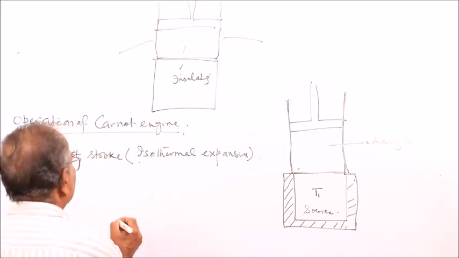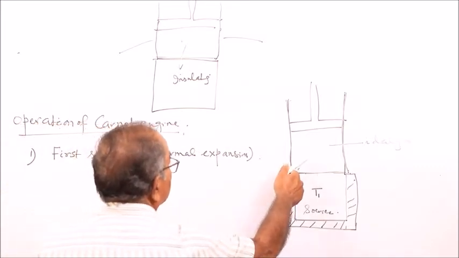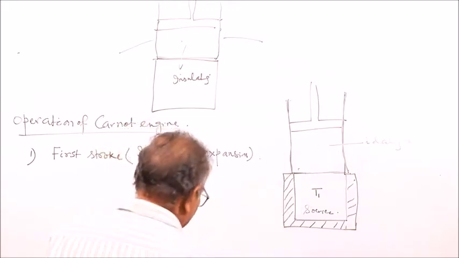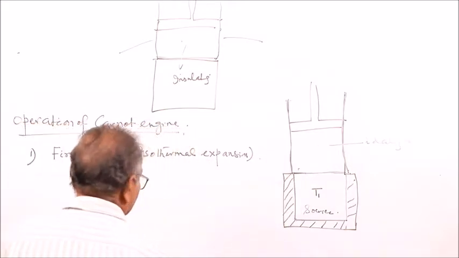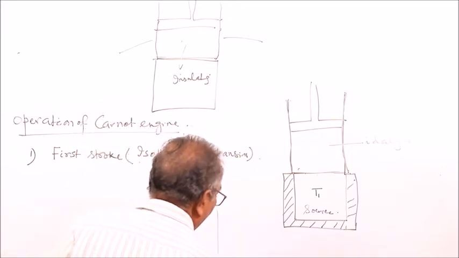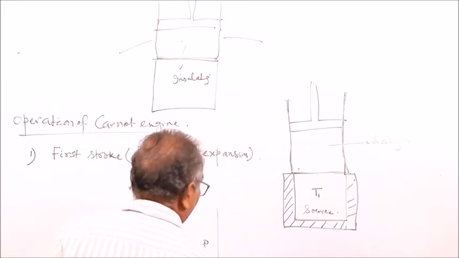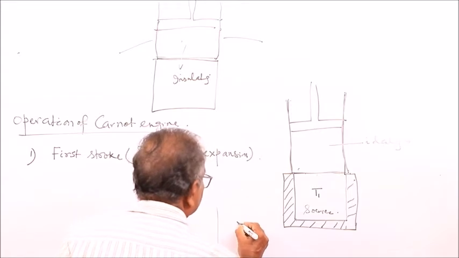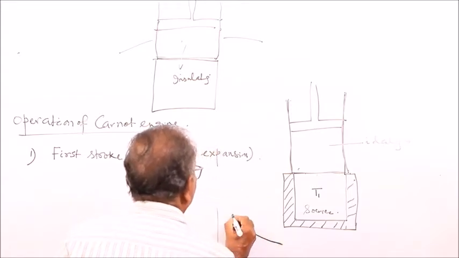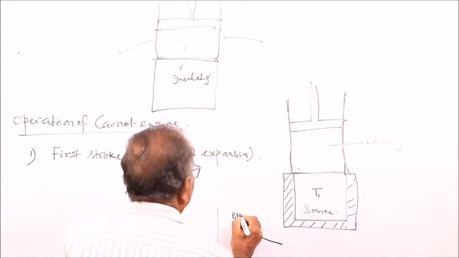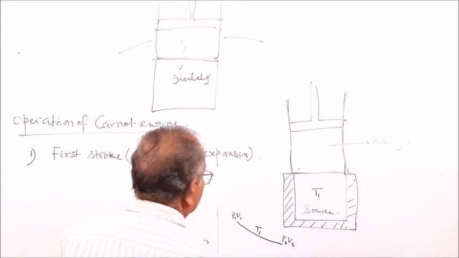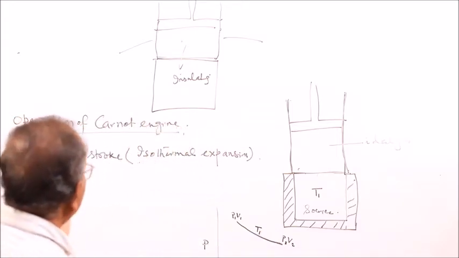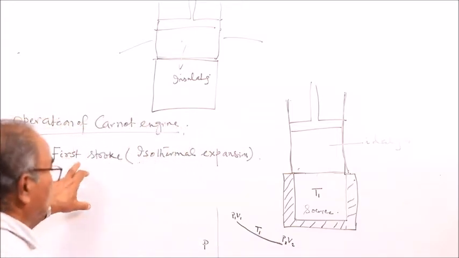Suppose Q1 is the amount of heat absorbed by the ideal gas. The PV diagram looks like this. This is your P1, this is your V1, and this is your P2 and V2. Temperature remains constant at T1. This is isothermal expansion, and this is the first stroke of the engine.